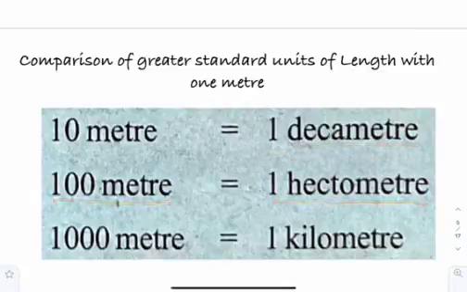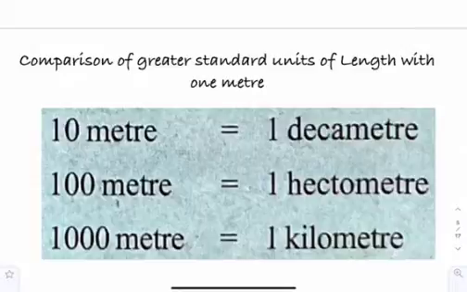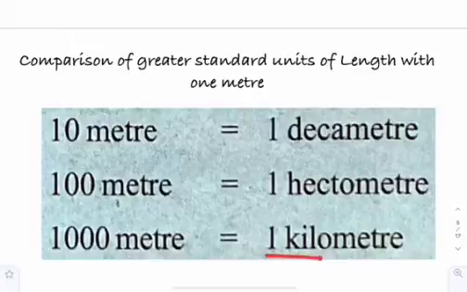100 meters is equal to 1 hectometer. Now 1000 meters is also nothing but 1000 times 1 meter, correct? 1000 meters is equal to 1 kilometer.